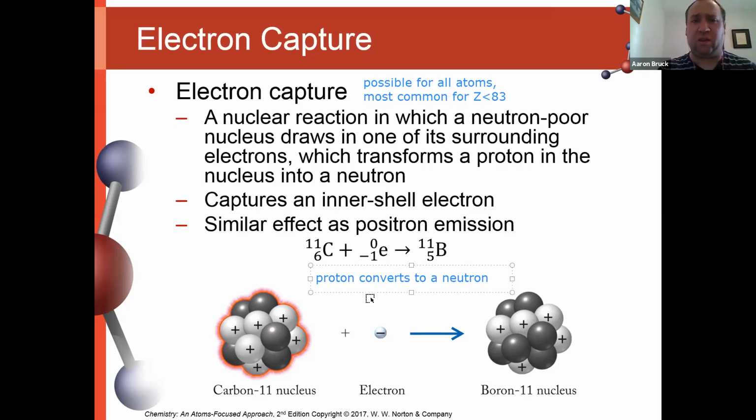And so the carbon in this case grabs one of its inner electrons. The proton basically becomes annihilated by that electron and it becomes a neutron. And we get the same kind of effect. There's still radiation outpouring, but there's no particle associated with it.